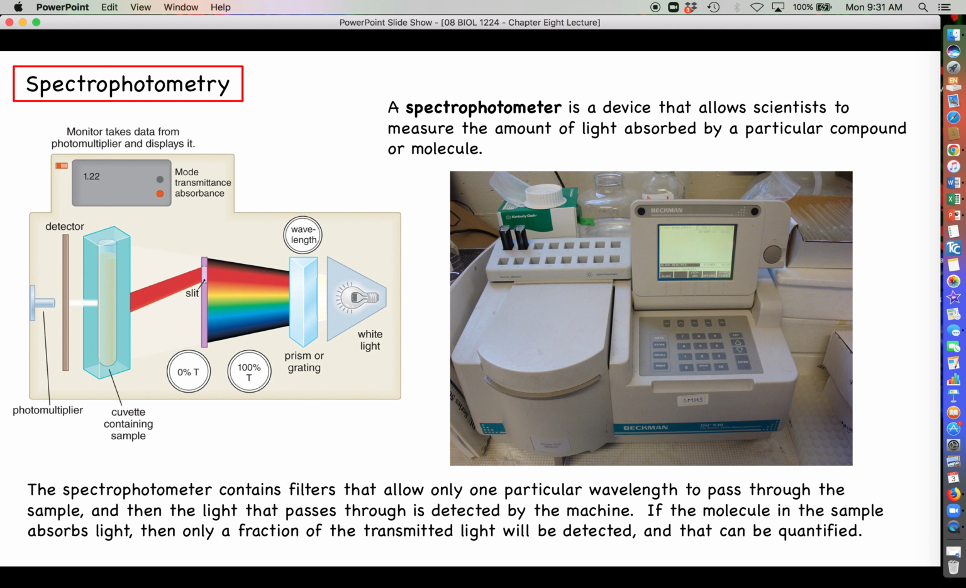I'm not going to get into the actual nitty-gritty of this process or how it works. We might get to discuss that in the future when we start talking about biotechnology.